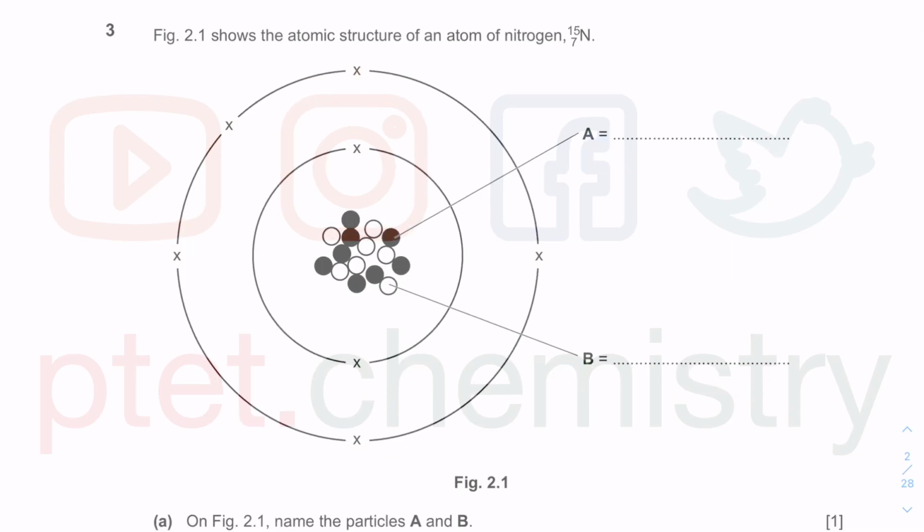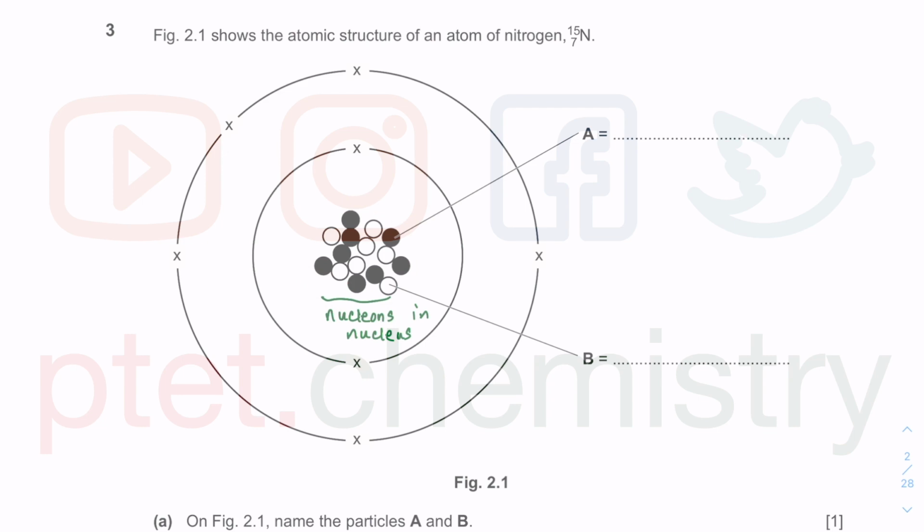Question 3 is a perfect example of what we had said earlier. So this is the nucleus of an atom in the center. The particles inside the nucleus are what you call nucleons. The whole position, the place, is called the nucleus. The particles are called nucleons.